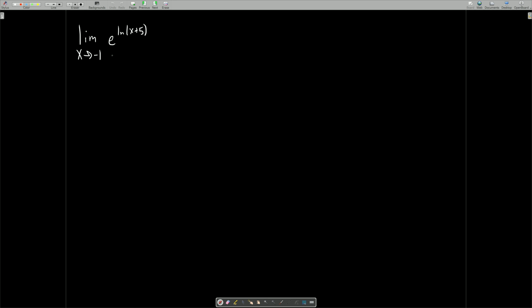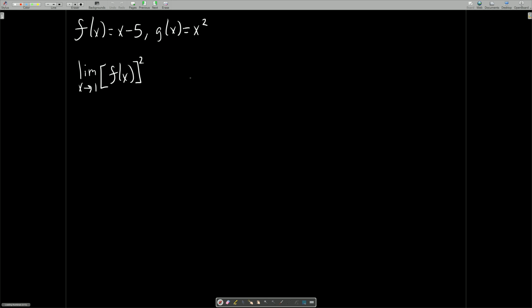Let's do another one here. In this situation, you have e to the natural log of x plus 5. You may remember from pre-calc that when you have e to the power of a natural logarithm, they cancel each other out, and you're just left with x plus 5. So you'd have the limit as x approaches negative 1 of x plus 5. That's it. It's really simple. Now you plug in negative 1 for x. You get 4 for this one.